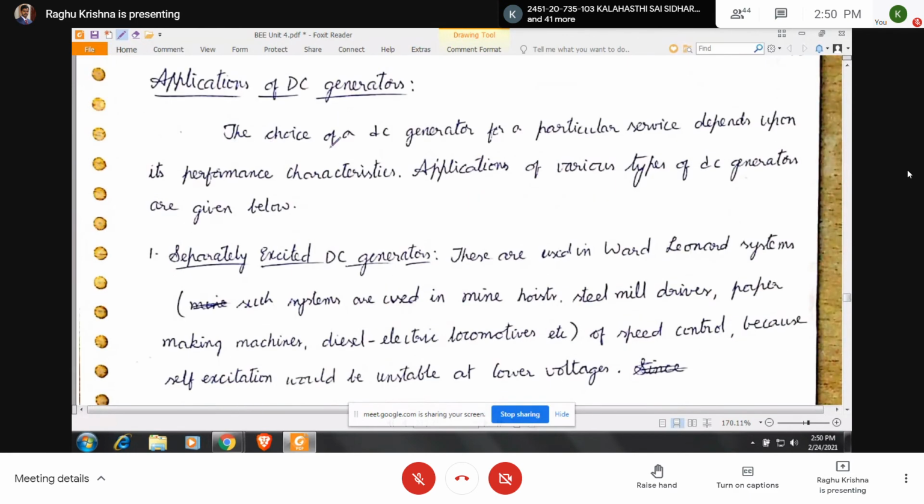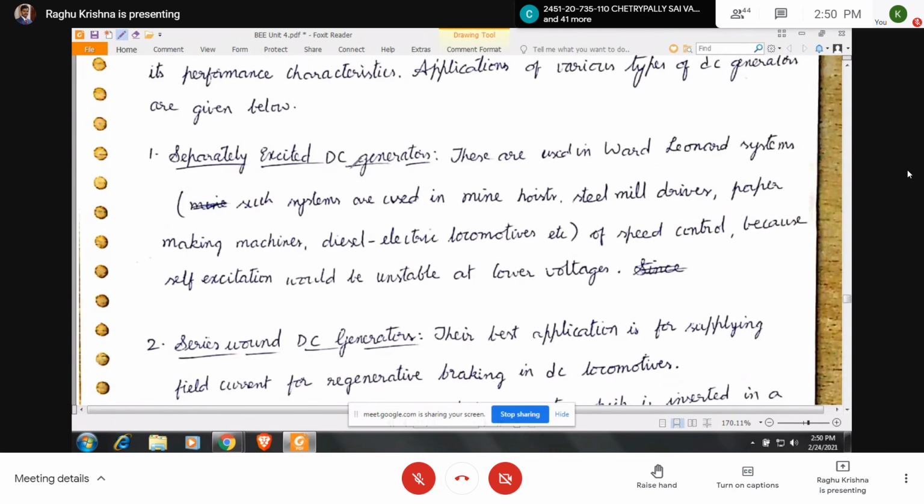So here the choice of a DC generator for a particular service depends upon its performance characteristics. That means if you know the characteristics, then only you can use the generator for a particular application. So the applications of various types of DC generators are given below. First one, separately excited DC generators. These are important from the exam point of view.